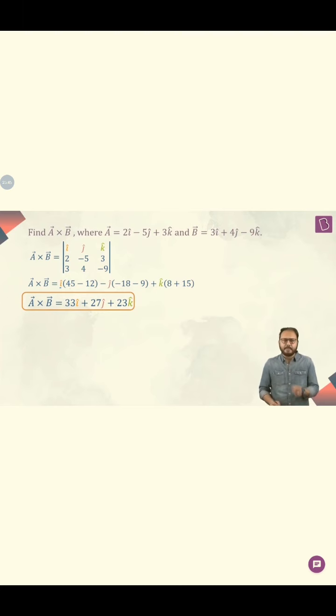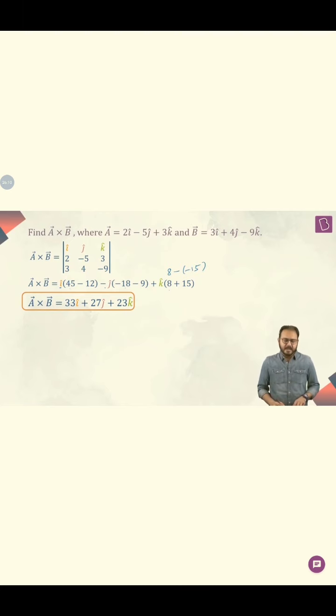Then comes j cap, the middle term. Look at the minus sign here. Minus j. How do I multiply, sir? Always start from the left hand corner. 2 times minus 9, minus 18. Minus 3 times 3, 9. Plus k cap. 2 times 4, 8. Minus 8, minus 15, which makes it plus 15.